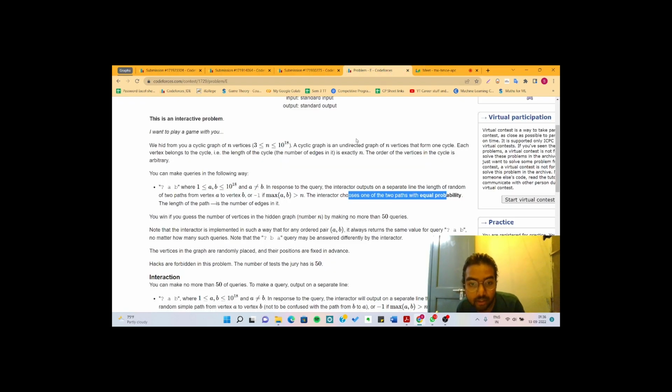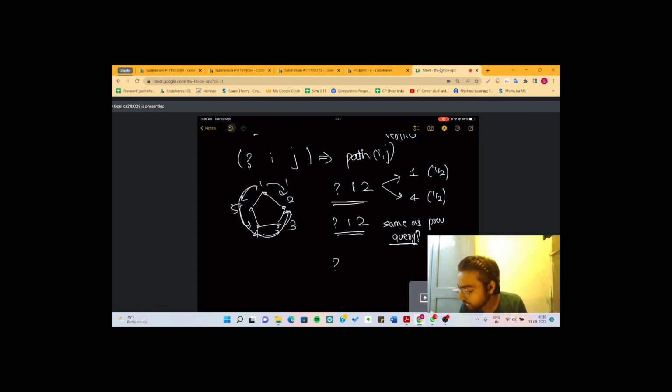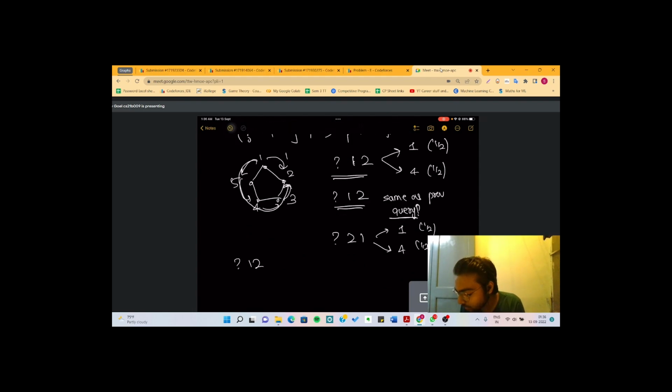Now, one more thing mentioned in the question is, if I ask this 1, 2 again, the answer will be same as the previous query. So asking the same question again won't make sense. But if I ask it in the reverse order, it may be answered differently. Like question 2, 1 will give the path length between 2 and 1, and here also the path length will be 1 or 4 with a probability half and half. So the probability that query 1, 2 is equal to query 2, 1, like the path length answers are equal.